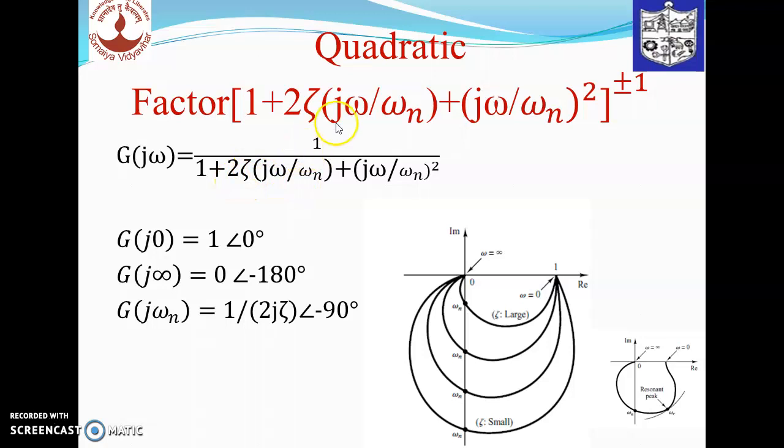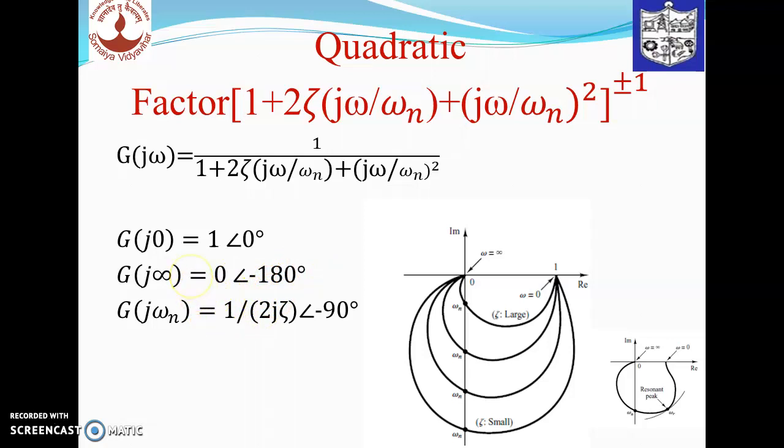So dividing by omega n square in both the denominator and numerator, I got the sinusoidal transfer function in this form. Now when omega equal to 0, the magnitude is 1 and angle is 0. When omega equal to infinity, magnitude is 0 and angle is minus 180.